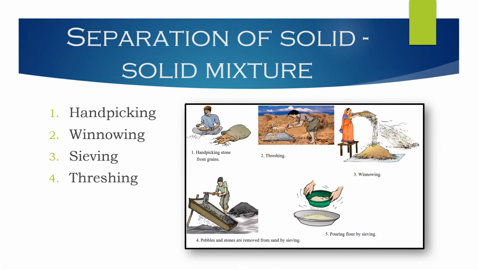Now we will be discussing the separation of a solid to solid mixture. There are 4 ways: handpicking, winnowing, sieving and threshing. I'll be explaining all of them in the following slides.